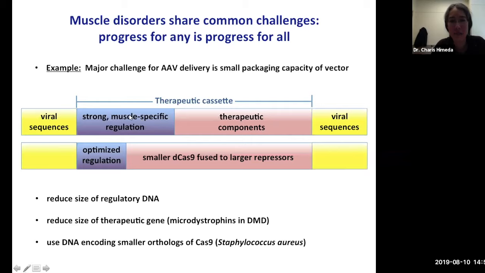So this part, this therapeutic cassette, is really what we can trim down a little bit. I mentioned Steve Hauschka reducing the regulatory DNA. I did a lot of that work when I was in his lab, so we're still playing with it. The more space you can allow yourself, the more opportunity you have to put in genes for larger proteins. So a smaller dCas9, smaller regulatory elements, and bigger things give you more flexibility and the potential to express more powerful repressors. So yes, we are definitely working on that.